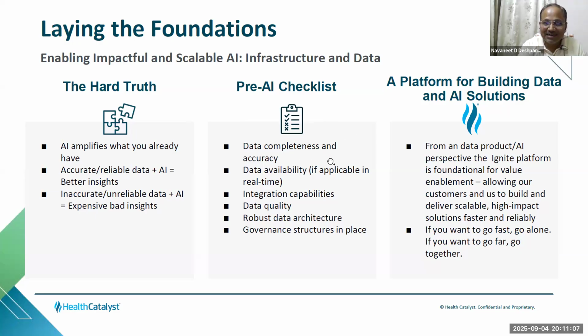Data has to have completeness. The data has to be available in the first place. Then the integration capabilities and compatibilities have to be used. Data quality has to be assured. Robustness of data architecture has to be finalized. And then governance structures have to be in place. The most essential thing is that the governance structure has to be in place.